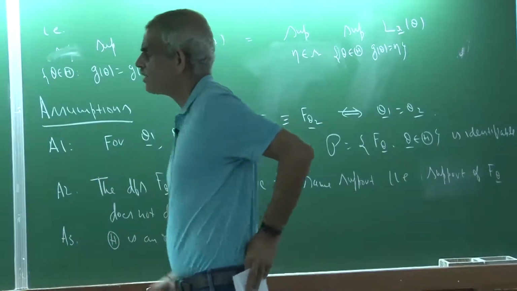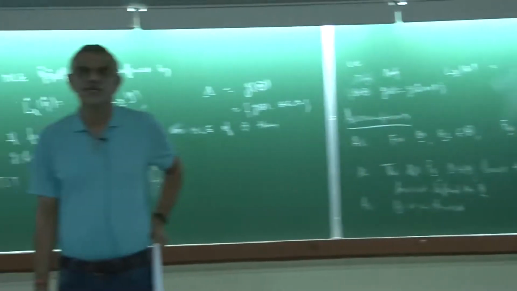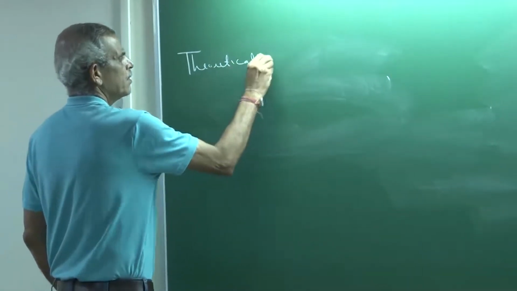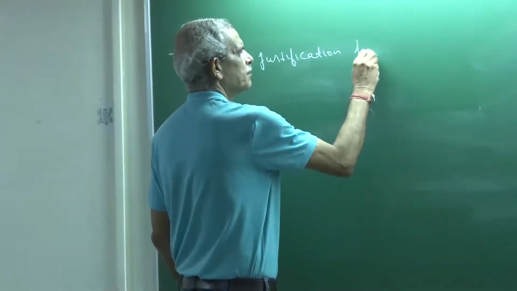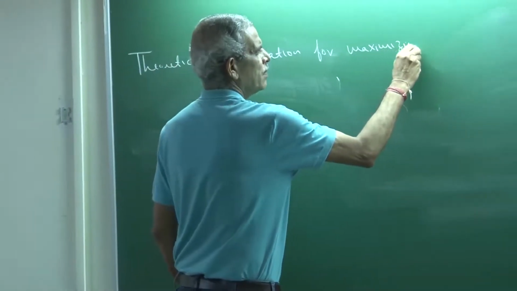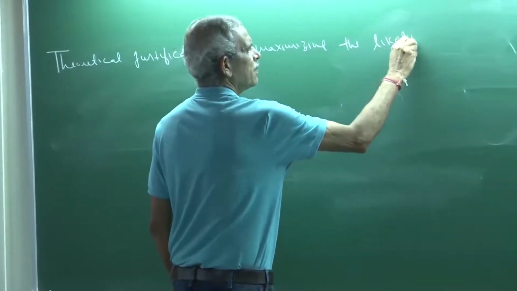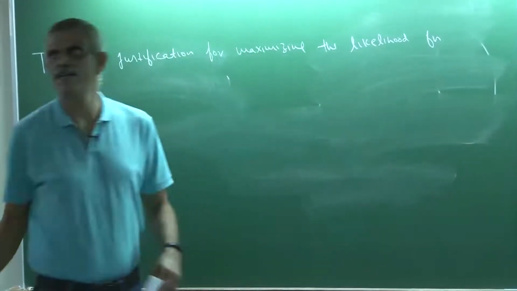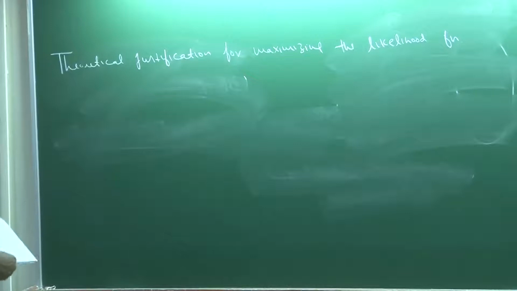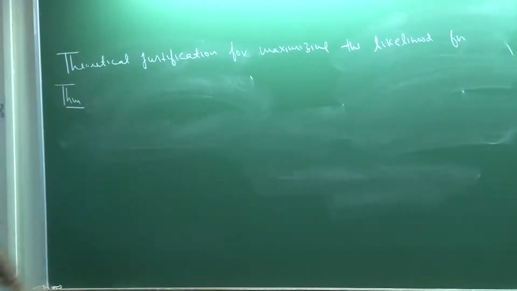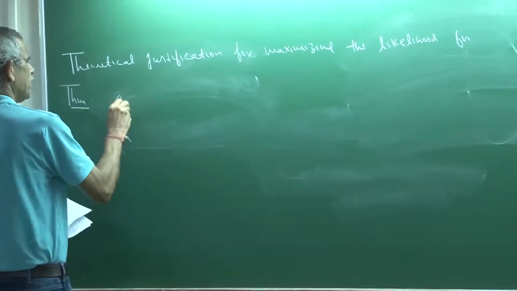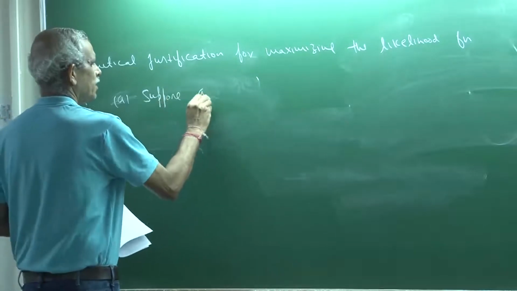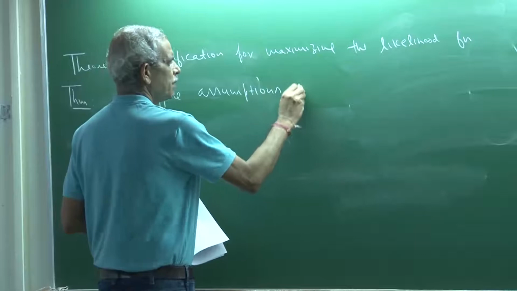Now the following theorem gives you a theoretical justification for why one should try to maximize the likelihood function, or equivalently the log likelihood function. So let us try to do that result. First, suppose assumptions A1 and A2 hold.